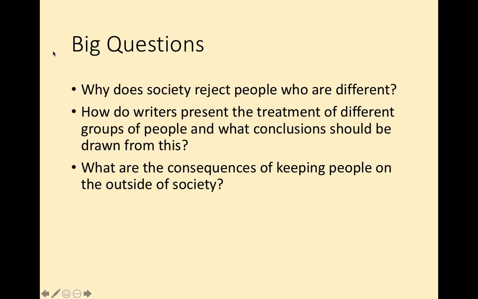A quick reminder that all of our pieces of writing this term we're going to try and base on or around our big questions. So you can see those on the screen now. A quick reminder: why does society reject people who are different? How do writers present the treatment of different groups of people, and what conclusions should be drawn from this? What are the consequences of keeping people on the outside of society? So as we work towards our piece of writing that we will be doing next week, we're going to be thinking about those questions and how we can do a piece of writing around those.